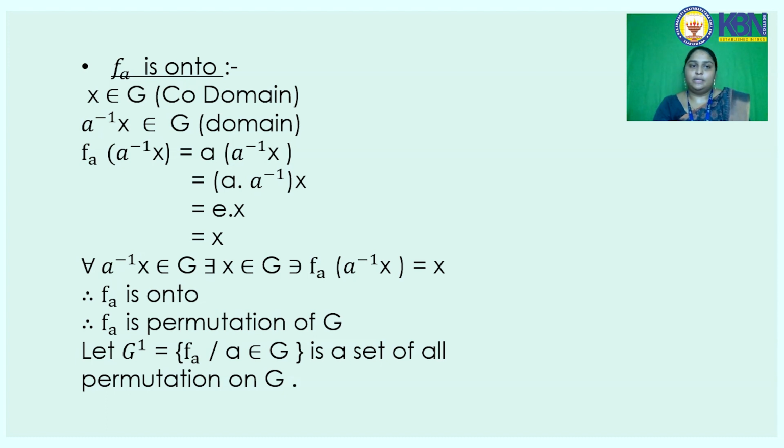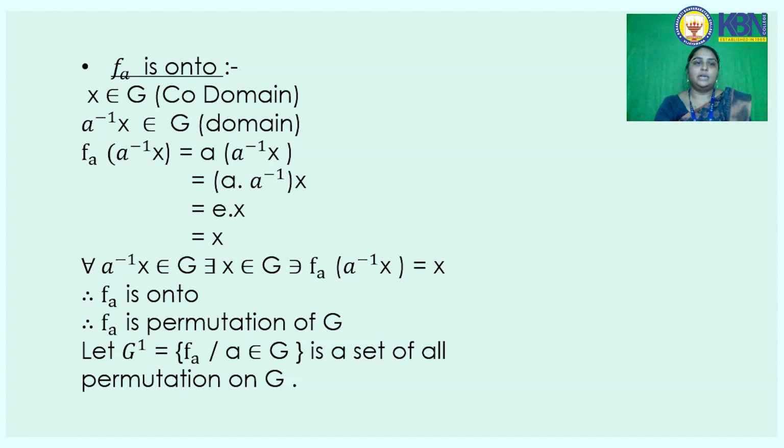Let's see how it comes. Since G is a group and a is an element in G, then since G is a group, that means it satisfies the existence of inverse. By that property, we can also write that a inverse belongs to G. Already we have an element x belongs to G. Now we get an element a inverse belongs to G. By using the closure property, we can write a inverse x belongs to G. Therefore, a inverse x belongs to G in the domain.